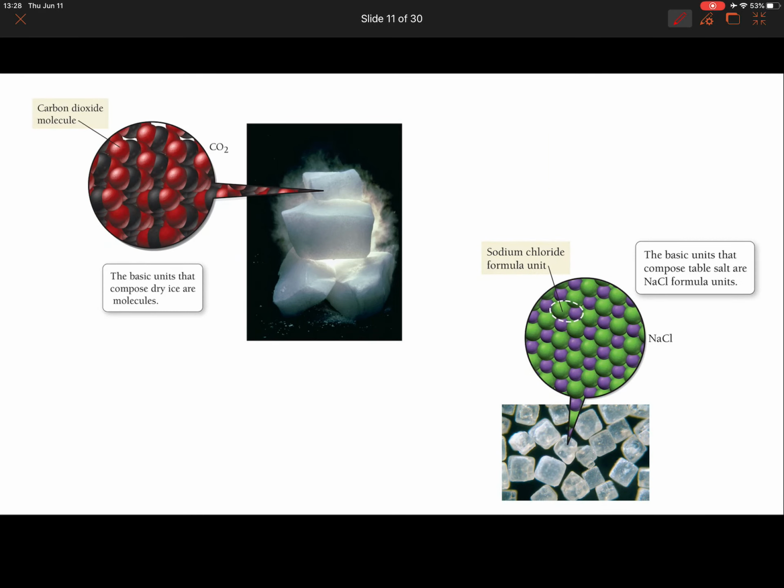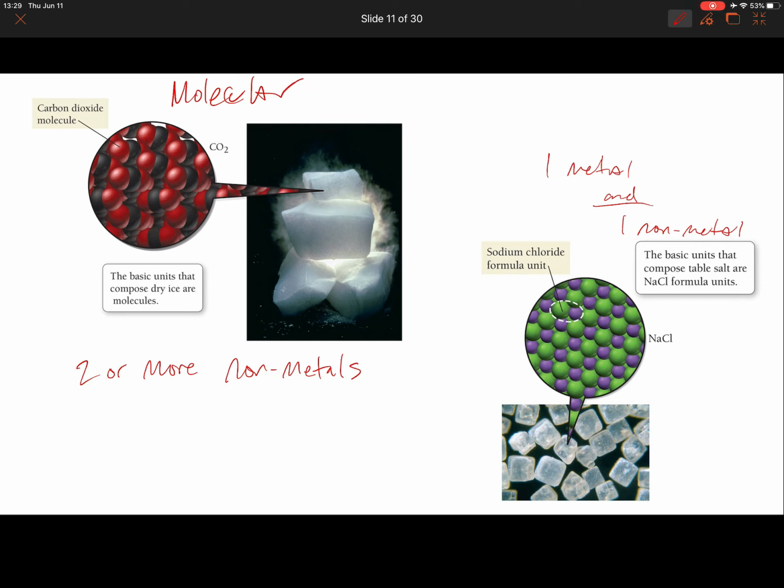Now, molecular compounds are those formed from two or more nonmetals, where the ionics are formed by two or more metals. I'm sorry, that's a lie. One metal and one nonmetal. So molecular compounds, which I'm showing you here, and ionic.